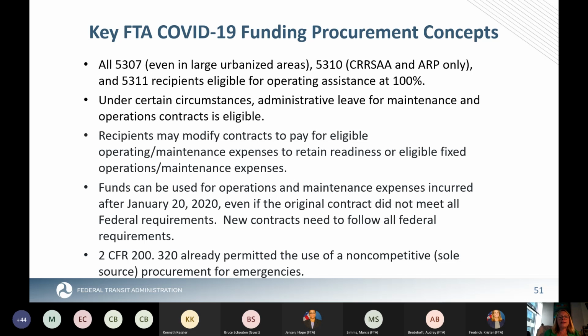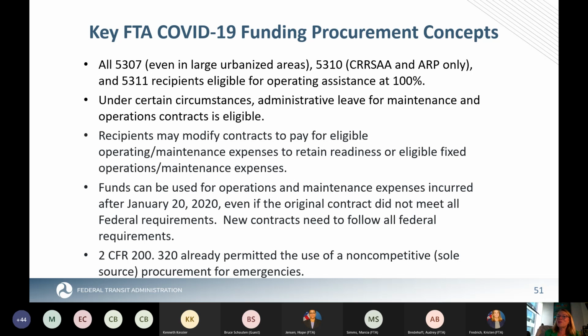And the last one wasn't any new flexibility, but a number of recipients asked about the ability to sole source items with their COVID-19 supplemental funds. Some of the common things that were asked about were personal protective equipment, or PPE. And FTA reiterated that 2 CFR 200.320 already permitted you to use non-competitive, or what's commonly called sole source, procurement for emergencies or public exigencies. And so no new flexibility there, just reminding folks that you always had that ability to do it.